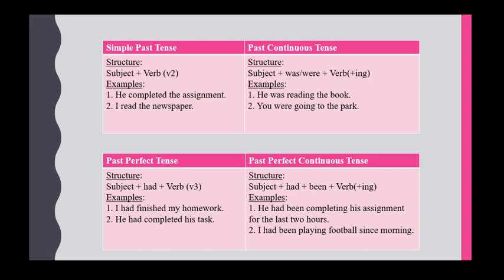Okay, the examples. I had finished my homework. He had completed his task. I had and he had. Here you can see that we do not have to differentiate between the pronouns, as we did in the present tense with have and has.